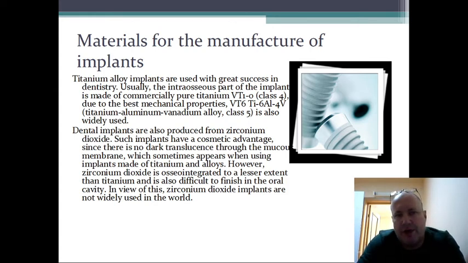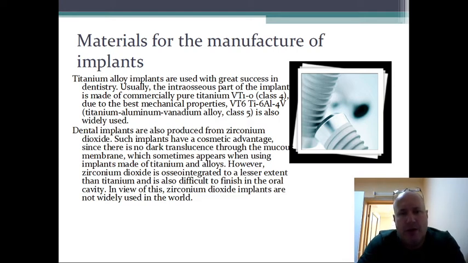Dental implants are also produced from zirconium dioxide. Such implants have a cosmetic advantage, since there is no dark translucence through the mucous membrane, which sometimes appears when using implants made of titanium and alloys. However, zirconium dioxide is also integrated to a lesser extent than titanium, and is also difficult to finish in the oral cavity.